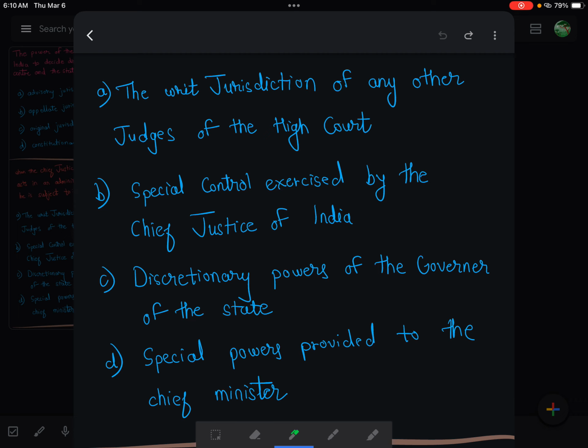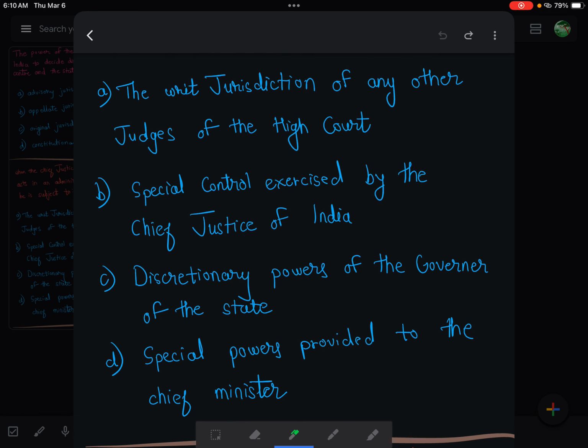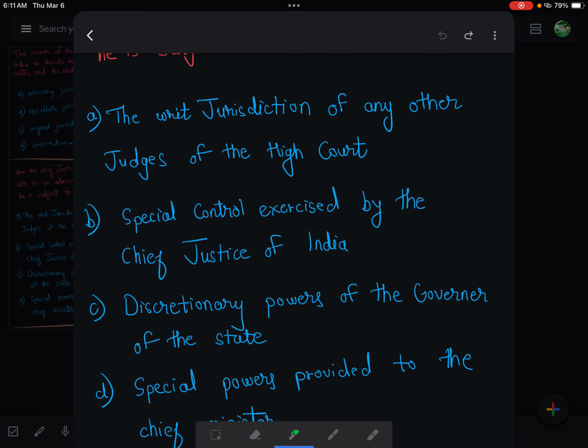Now, why is option 1 correct? Writ jurisdiction of other judges of the High Court. This is the first option. This is correct because let's understand this. Let's start with what is writ jurisdiction. Writ jurisdiction means the power to issue writs, which are nothing but legal orders to protect the fundamental rights. The High Court can issue writs against any government official or authority if they act unfairly. This includes the Chief Justice of the High Court when he is acting in an administrative capacity.